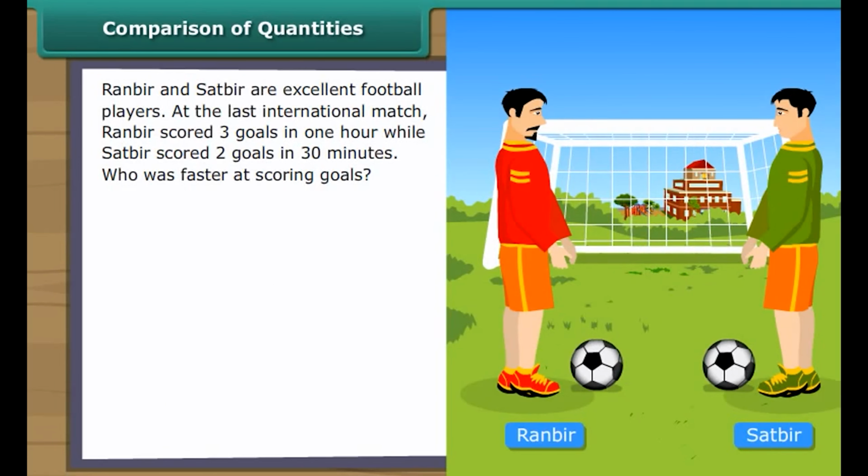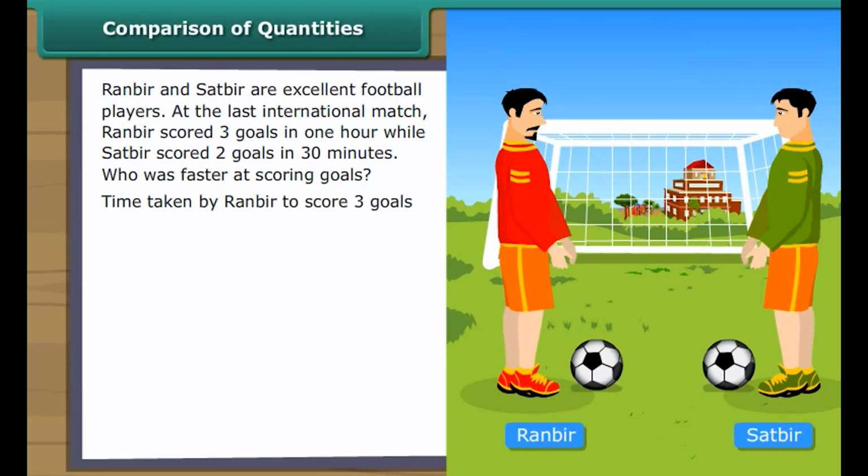Unitary method. Ranbir and Satbir are excellent football players. At the last international match, Ranbir scored 3 goals in 60 minutes, while Satbir scored 2 goals in 30 minutes. Who was fast at scoring goals? Let us solve the question with the help of unitary method.